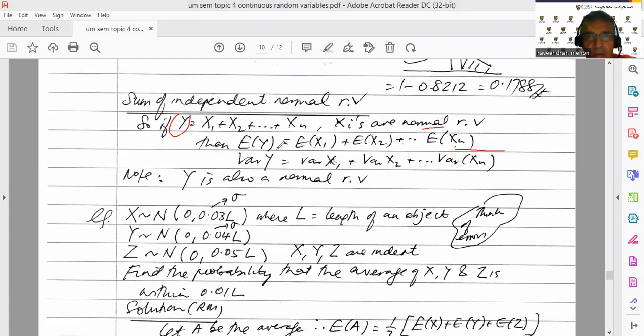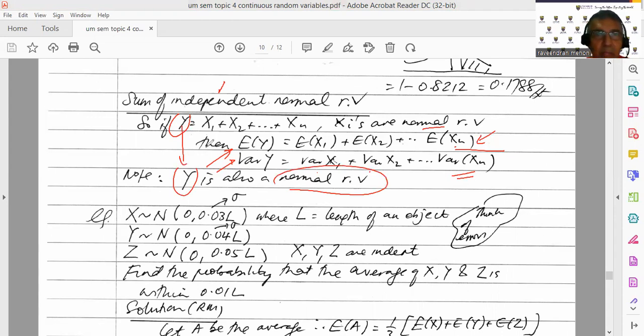So the expected value of Y you can easily get will be the expected value of x1 plus the expected value of x2 all the way up to the expected value of xn. And the variance of Y, because they're all independent, will be the variance of x1 plus the variance of x2 plus the variance of x3 plus all the way up to the variance of xn. Note, Y here will also be a normal random variable.